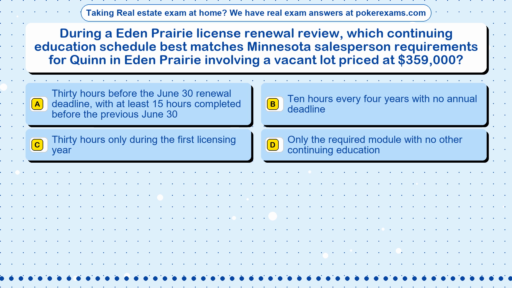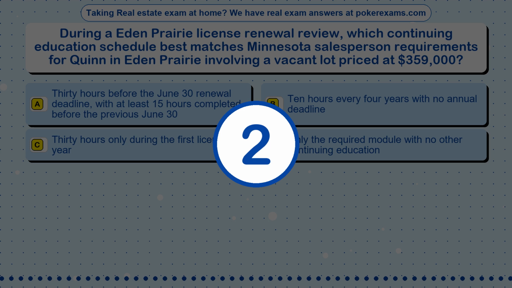Question 69. During an Eden Prairie license renewal review, which continuing education schedule best matches Minnesota salesperson requirements for Quinn in Eden Prairie involving a vacant lot priced at $359,000? Option A, 30 hours before the June 30th renewal deadline, with at least 15 hours completed before the previous June 30th. Option B, 10 hours every 4 years with no annual deadline. Option C, 30 hours only during the first licensing year. Option D, only the required module with no other continuing education.